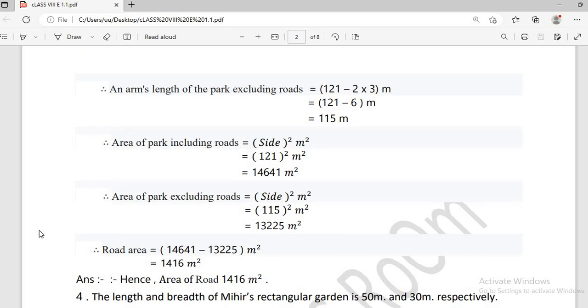14,641 minus 13,225 is equal to 1,416 meter square. Hence the area of the road is 1,416 meter square.